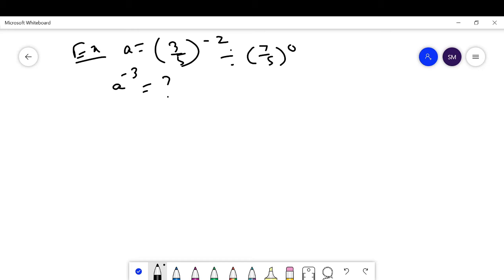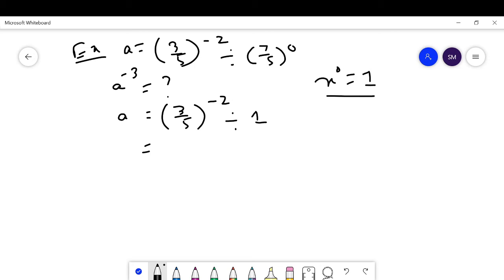A is given as this. Then A equal to (3/5)^(-2) divided by (7/5)^0. (7/5)^0 means 1. I have already told you about exponents: when the exponent is 0, the value is always 1. X to the power 0 is always 1. Here this means (5/3)^2, because when the exponent is negative, we take the reciprocal of the base and make the exponent positive. This means A equal to (5/3)^2.